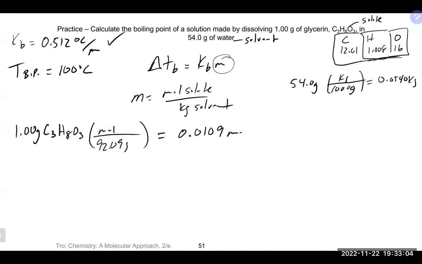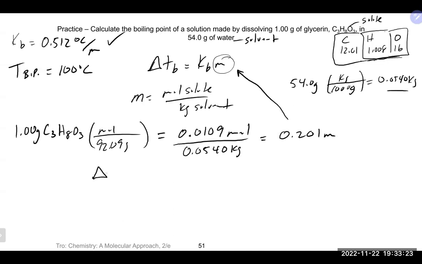that gets us 0.0109 moles, which we could then divide by our kilograms of solvent, 0.0540 kilograms. That gets us 0.201 for our molality, which is what we need there.